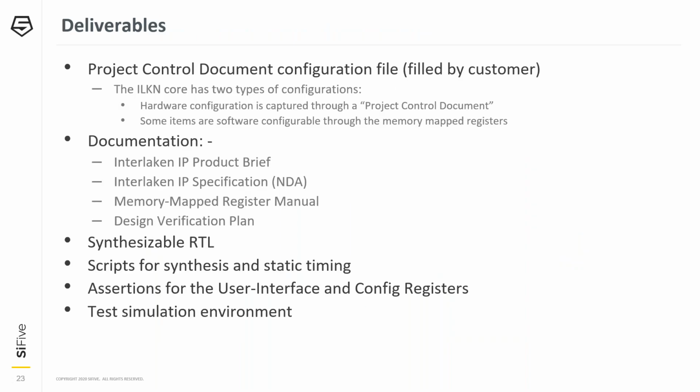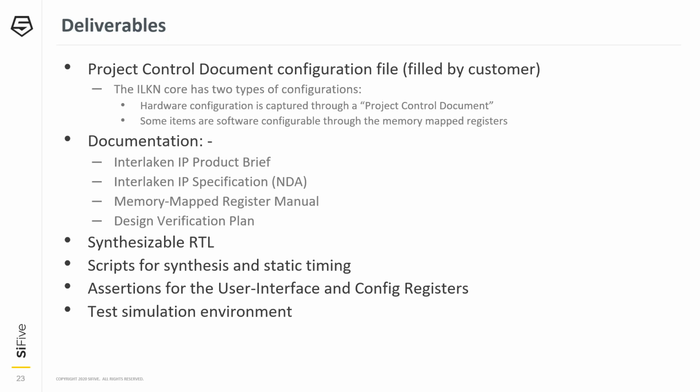Now, in the end, I'll just talk about the deliverables that come along with the IP. The IP configuration is defined by the project control document or the PCD file, which is filled in by the customer. This is essentially the hardware configuration where the customer can specify the total bandwidth requirement, number of segments, lanes, pipes, and whatever other features we've already talked about, what support is required and what support is not required. Based on this PCD, we will generate the IP core, and then we will deliver that core.